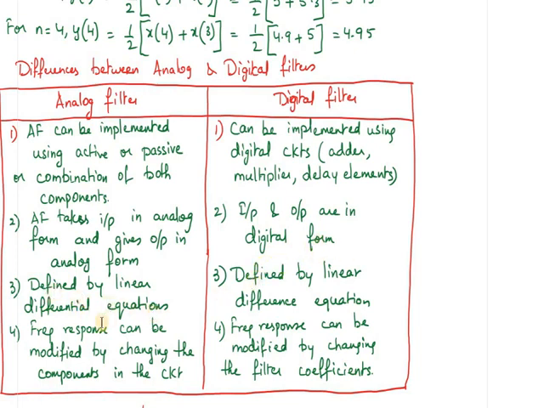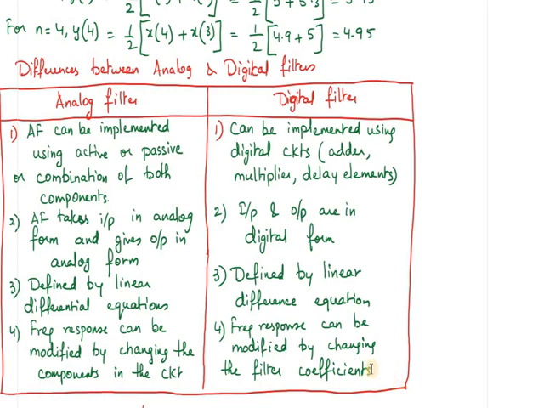An analog filter can be represented by using linear differential equations, whereas a digital filter can be represented by using a linear difference equation. And in an analog filter, the frequency response of the filter can be modified by changing the circuit components, whereas the frequency response of a digital filter can be modified by changing the filter coefficients.